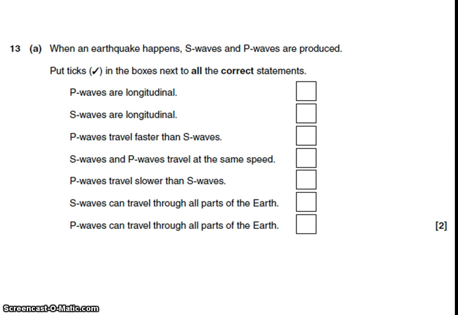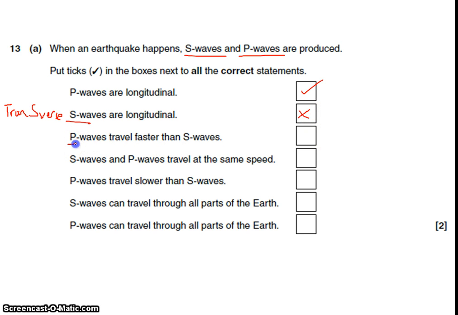The last section then is on earthquake waves and UV radiation. So this question is quite straightforward. It's just asking about your knowledge of earthquake waves, which are S waves and P waves. Now if you remember that S waves are transverse waves, if you think of the S being part of the transverse, then that gives you the first one. So P waves are longitudinal, S waves are transverse.